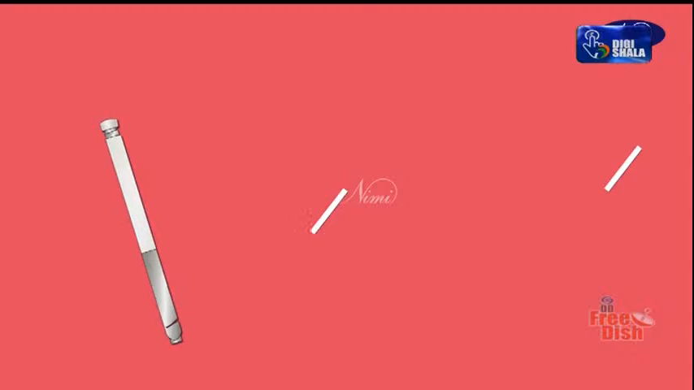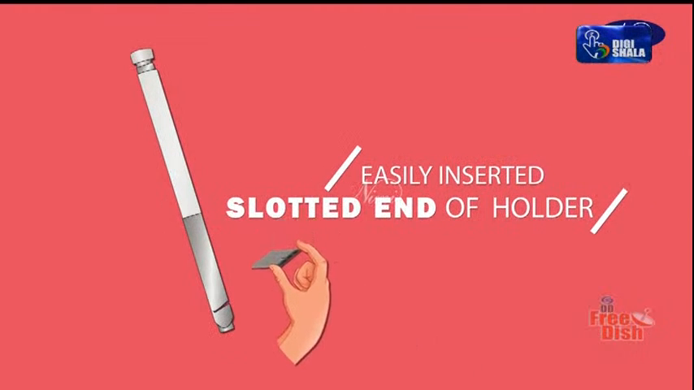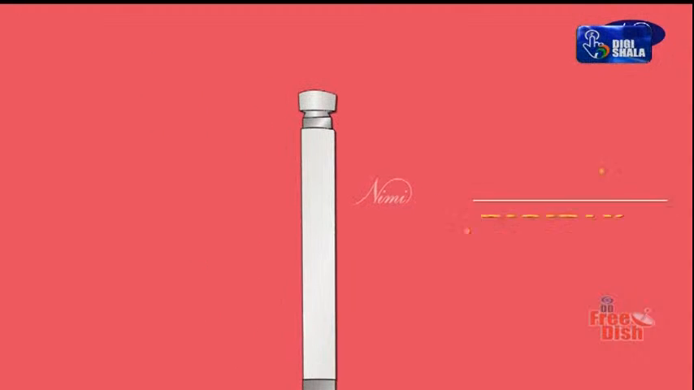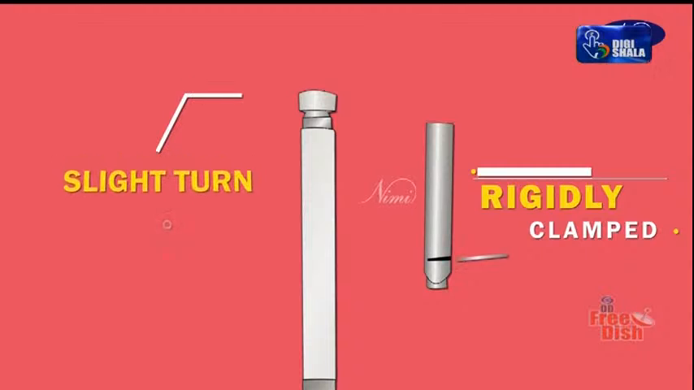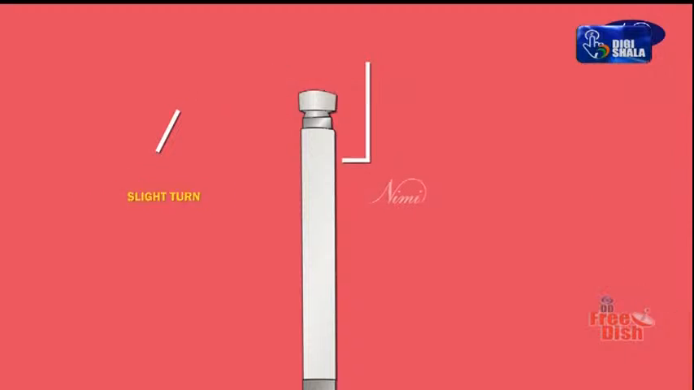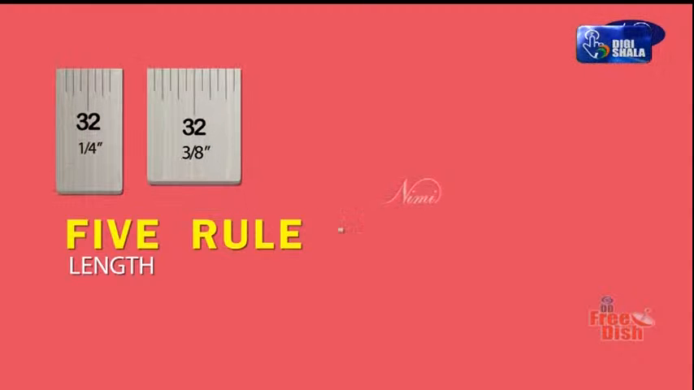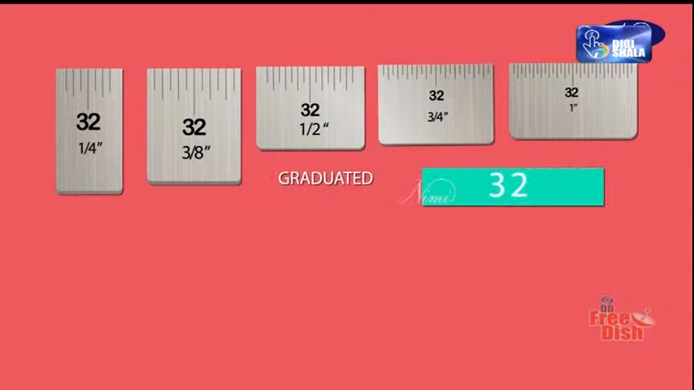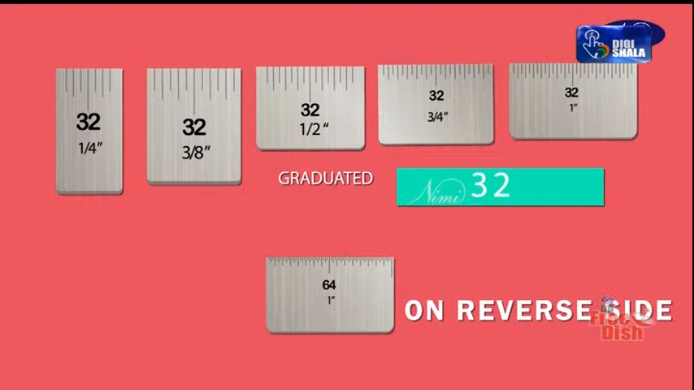The rules are easily inserted in the slotted end of the holder and are rigidly clamped in place by a slight turn of the knurled nut at the end of the handle. Five rule lengths are provided: 1/4 inch, 3/8 inch, 1/2 inch, 3/4 inch and 1 inch. Each rule is graduated in 32nds on one side and 64ths on the reverse side.